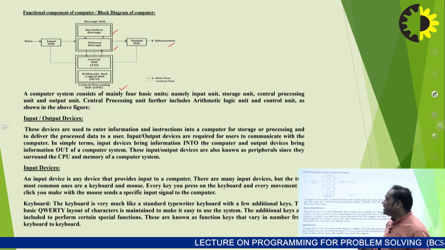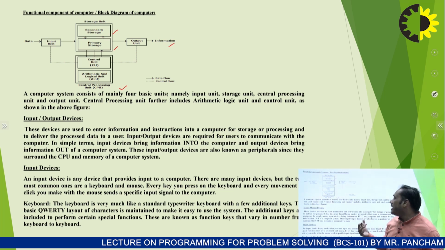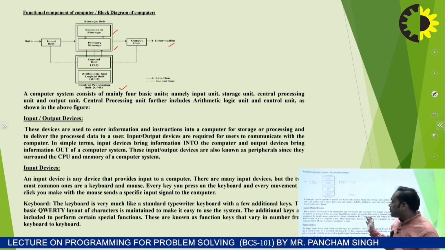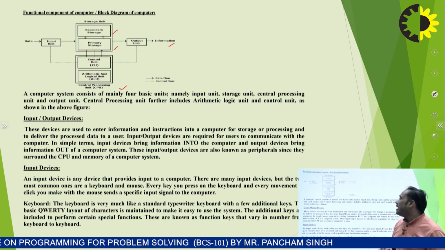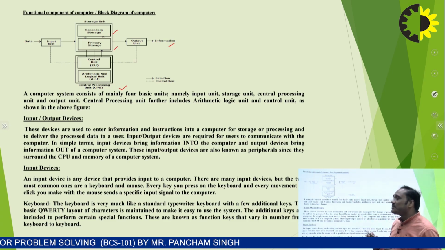So data is coming from one end and we are getting the output at the second end. And finally this diagram basically shows how data is processed. The question is how data is processed.